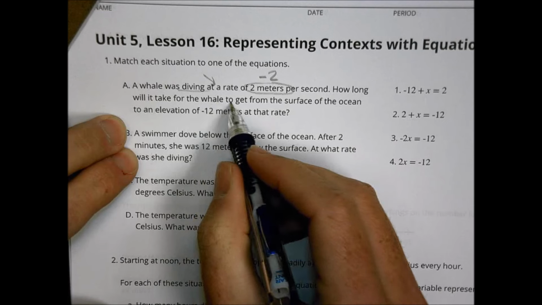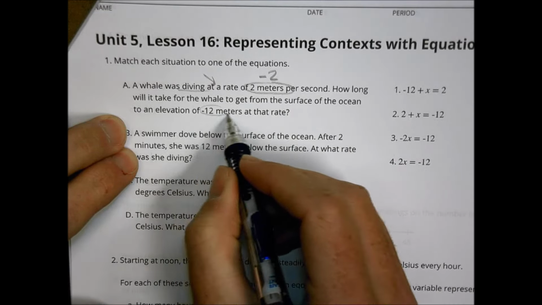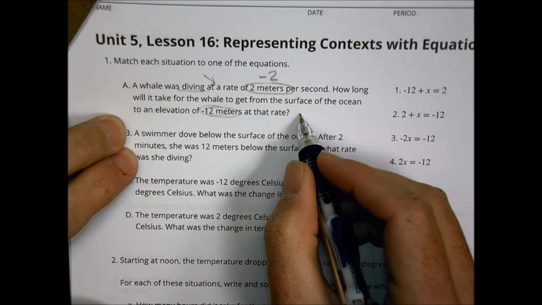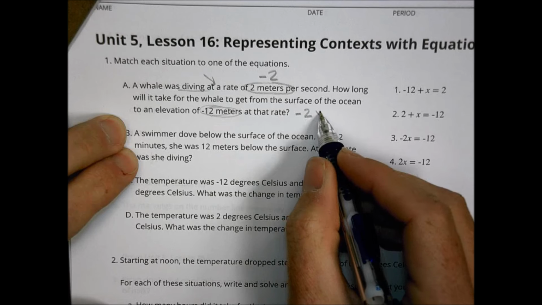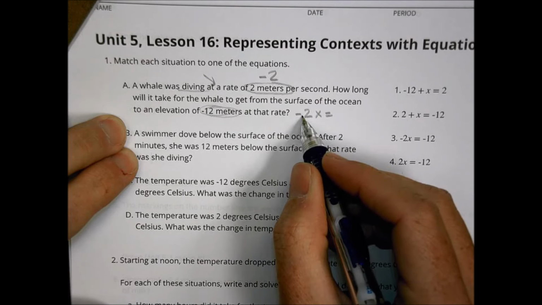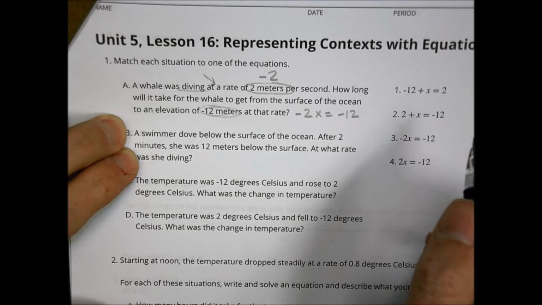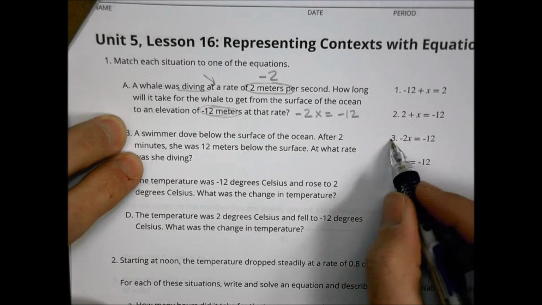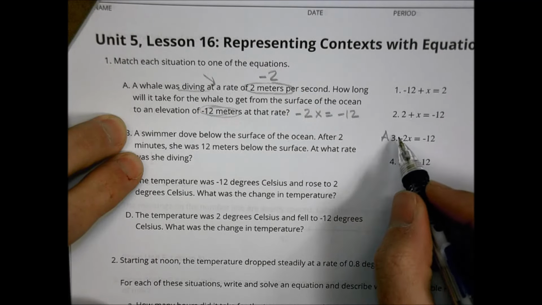So how long will it take for the whale to get from the surface of the ocean to an elevation of -12 meters at that rate? So we're saying it's going at -2, and it's going to do that for x amount of time, and eventually we want to know how much time it will take going down 2 meters per second to get to -12. That's the equation we're looking for there, which matches this one right here. So A is going to go with number 3.